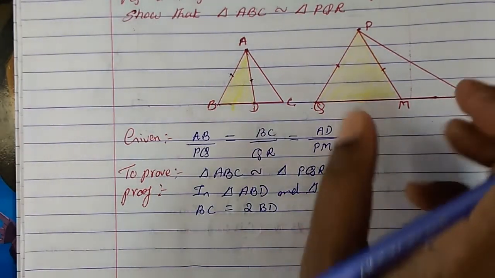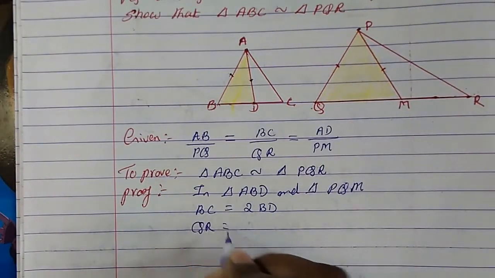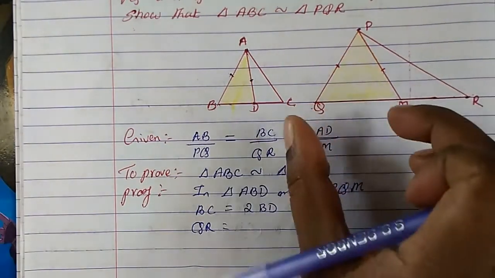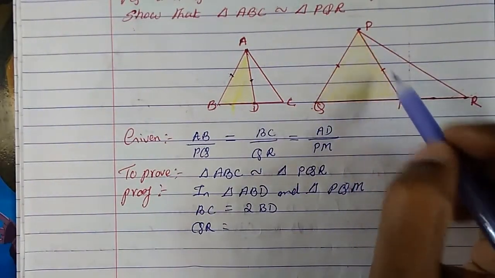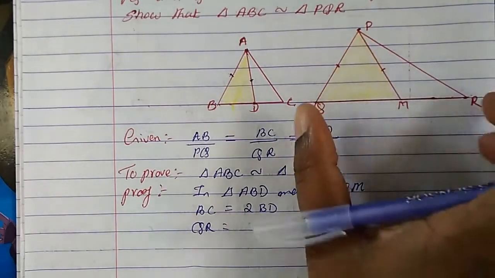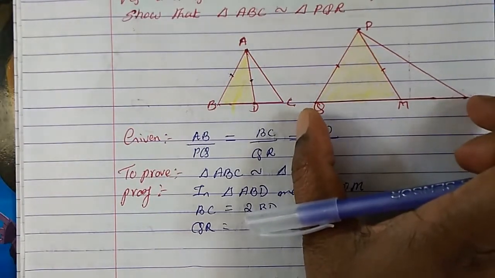Same way here also, QR is there. Can we write this QR as 2 times QM, because this is also said PM is a median. If this is a median, this line is separating this line equally, dividing it equally in half.